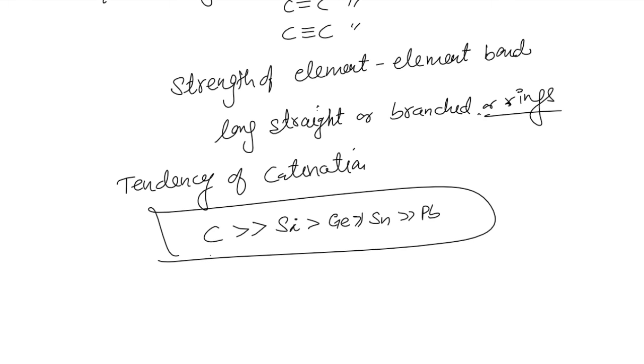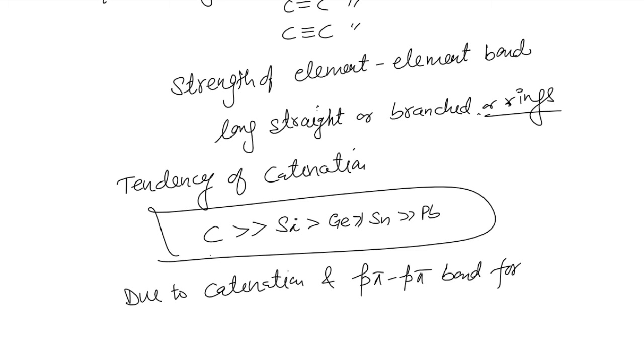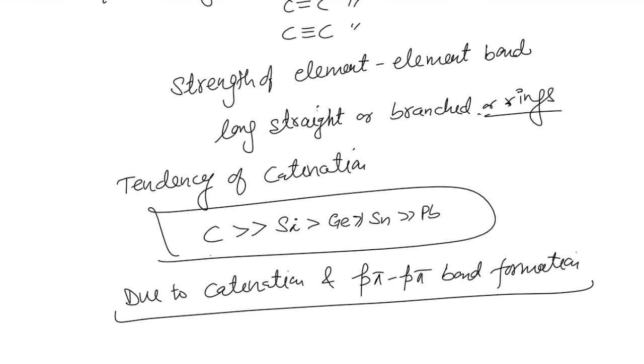Got it? And allotropy is due to the property of catenation and p pi bond formation. So allotropy is due to catenation and p pi bond formation. Okay, that's why carbon forms allotropes. So that's all about question number 29 of the NCERT exercise of P block elements of class 11.